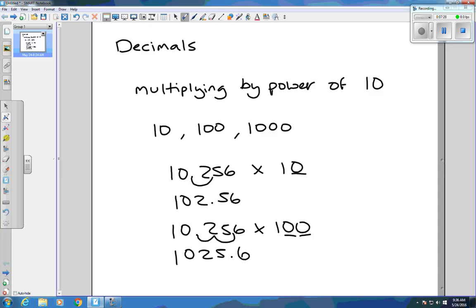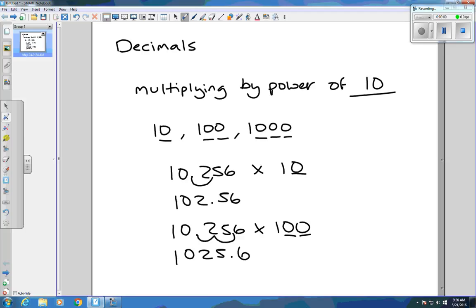And again, when you're multiplying by the power of 10, you move your decimal point to the right the number of zeros. So if you're multiplying by 10, you move your decimal point to the right one time. If you're multiplying by 100, you move it to the right 2 times. If you multiply by 1,000, you move it to the right 3 times. Again, you move your decimal point to the right the number of zeros that you have in your power of 10.